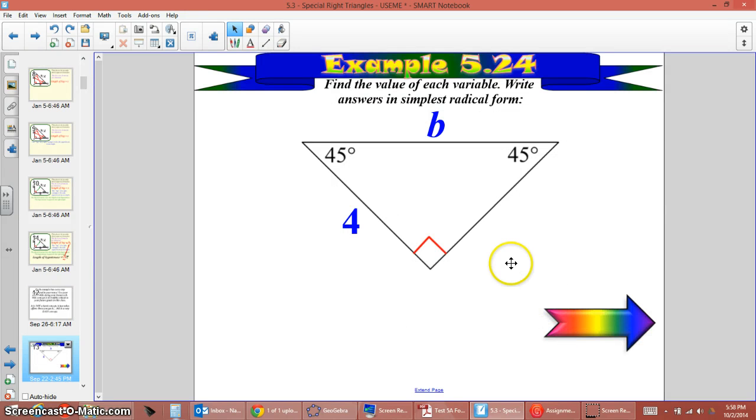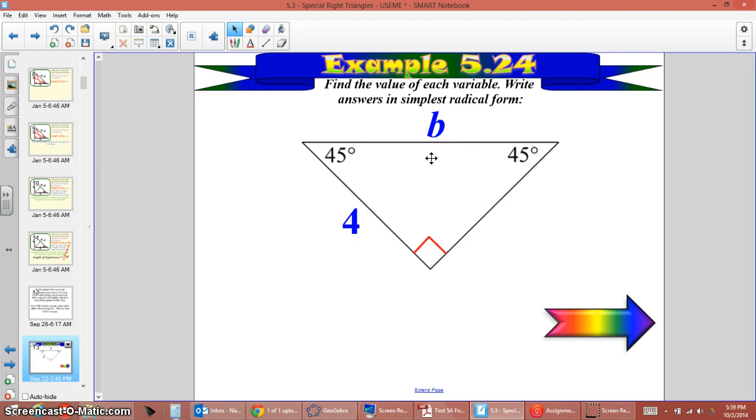Right here. Here I have a 45-45. I have 4, and automatically I know that this side is 4. And automatically I know that this side is 4 root 2, just following my little cheat sheet diagram that I talked about. So I say 4, 4, 4 root 2, and I'm done.